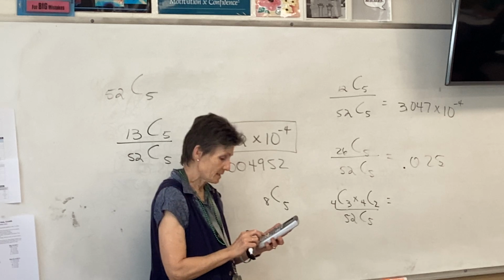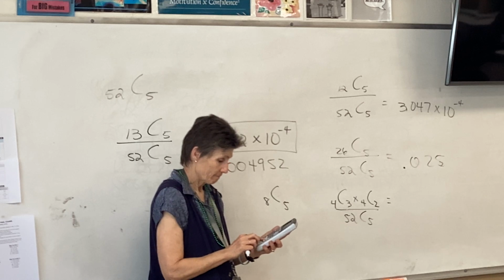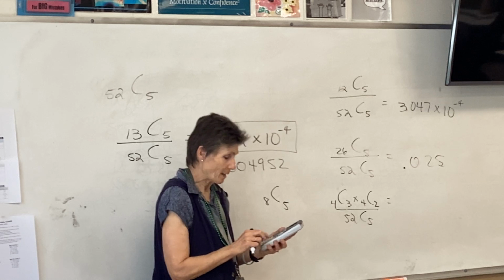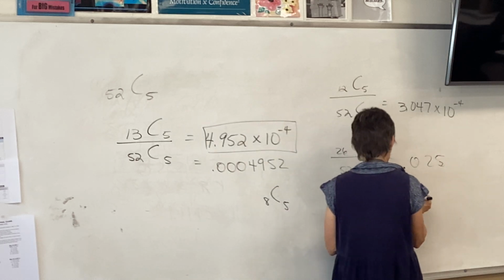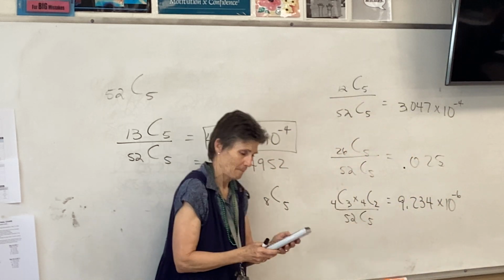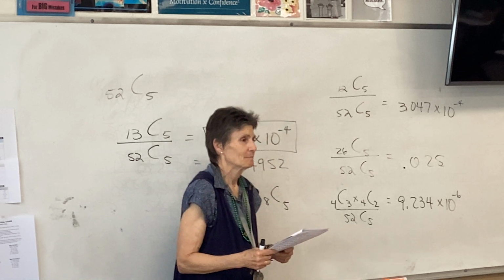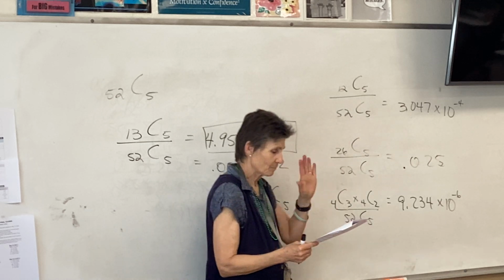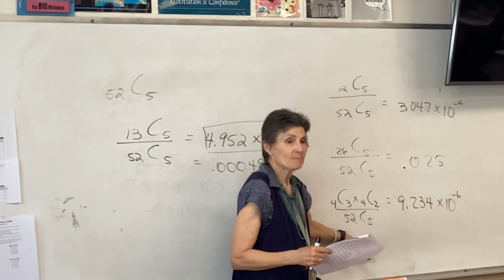Calculators are magnificent things. Another small number, very small. Would you anticipate it would be small? This one's really, really small, 9.234 times 10 to the negative 6. You'll round off to something. Everybody good with E?